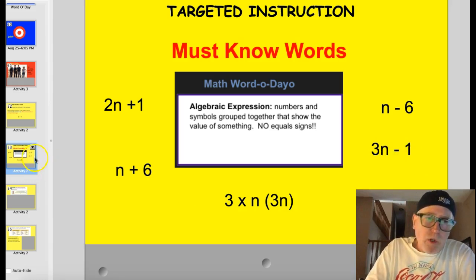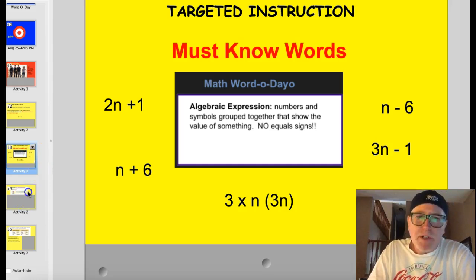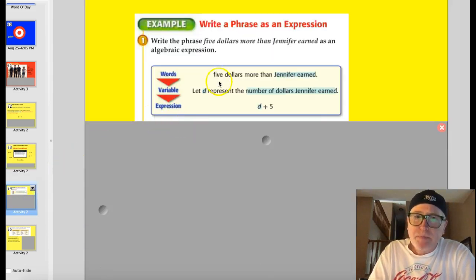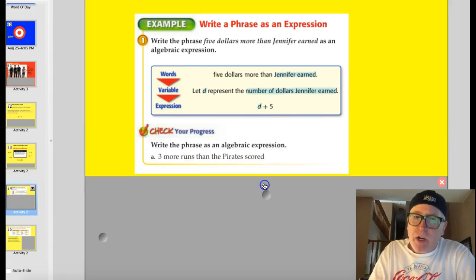Let's take a look at a couple just real simple ones here, right out of the old math book. Here's an expression, write an expression for $5 more than Jennifer earned. And often they'll give you the variable too. They said, let D represent the number of dollars Jennifer earned. So here's the dollars Jennifer earned plus 5 more. So dollars plus 5.